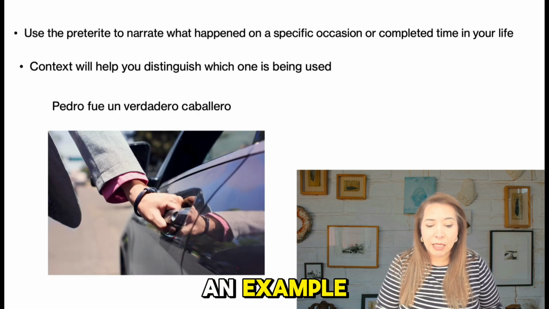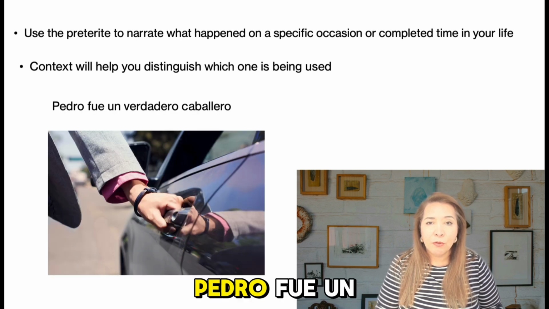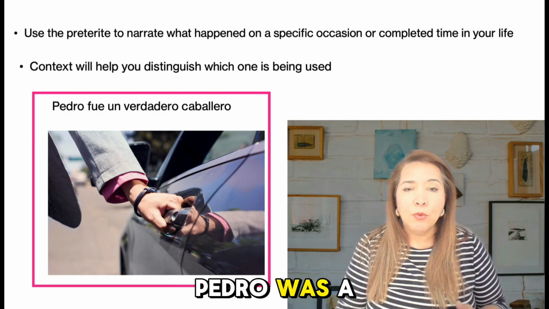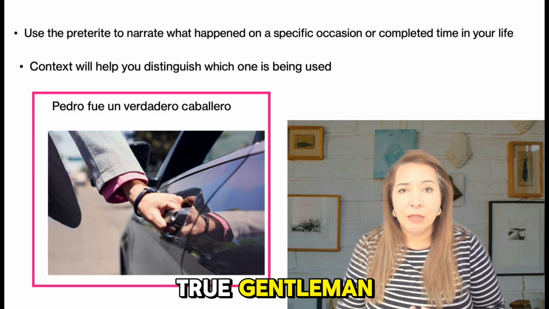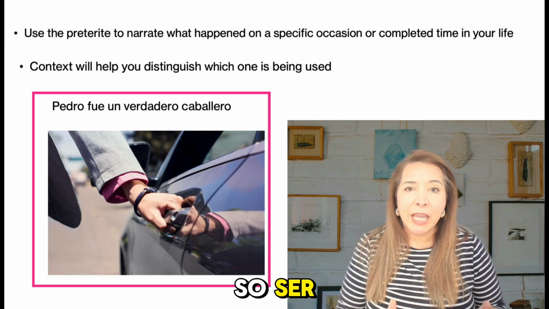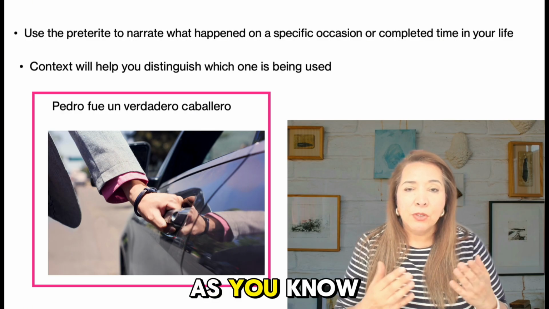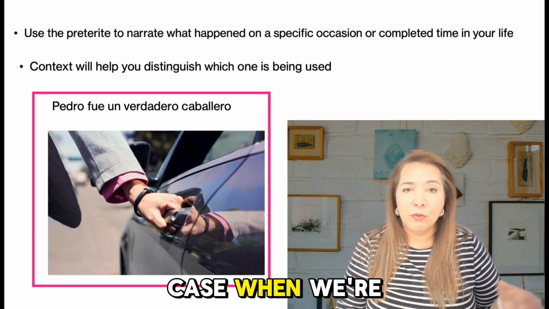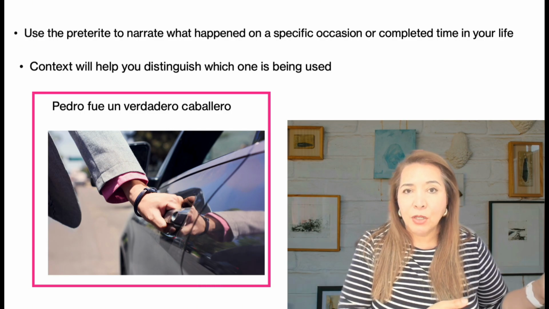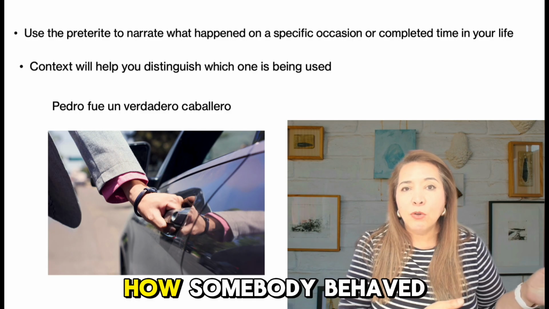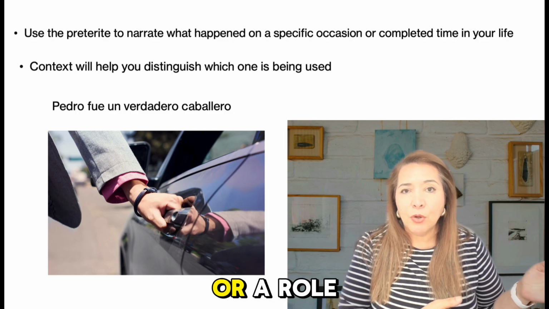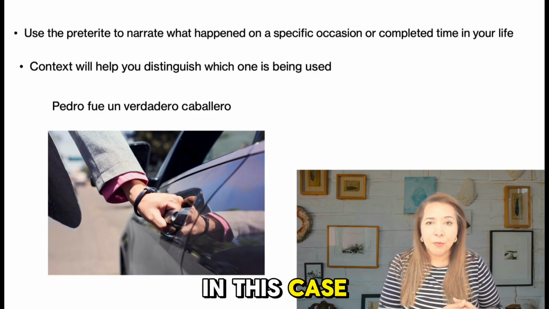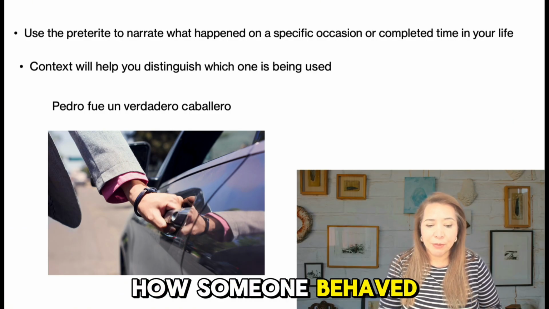So, let's see an example. Pedro fue un verdadero caballero. Pedro was a true gentleman. So, ser, as you know, we use it for identity. But in this case, when we're talking about the past, we're talking about how somebody behaved or a role that this person played. In this case, we're talking about how someone behaved.